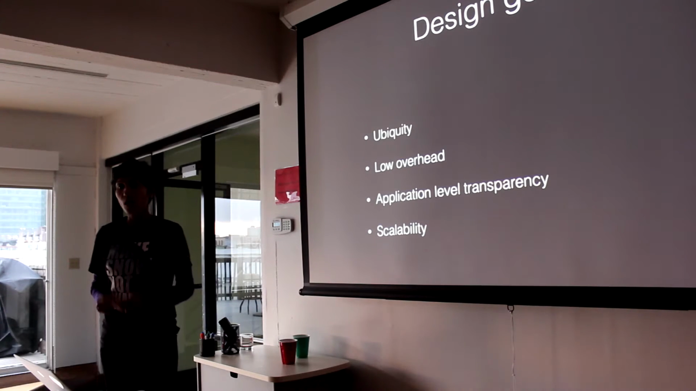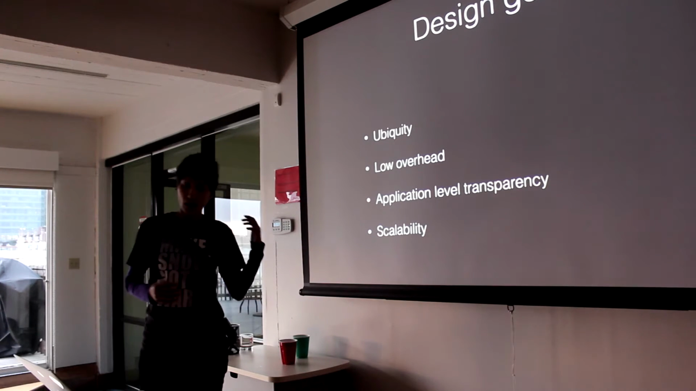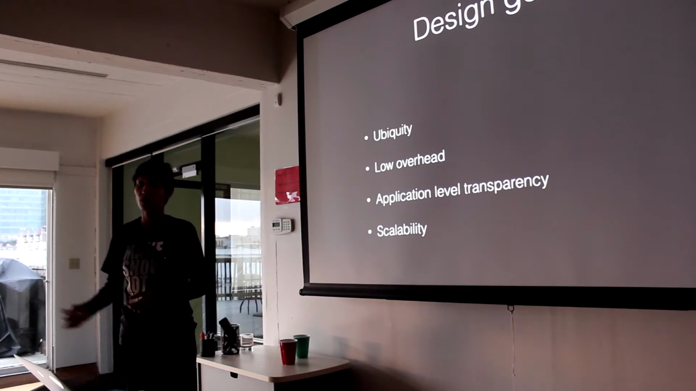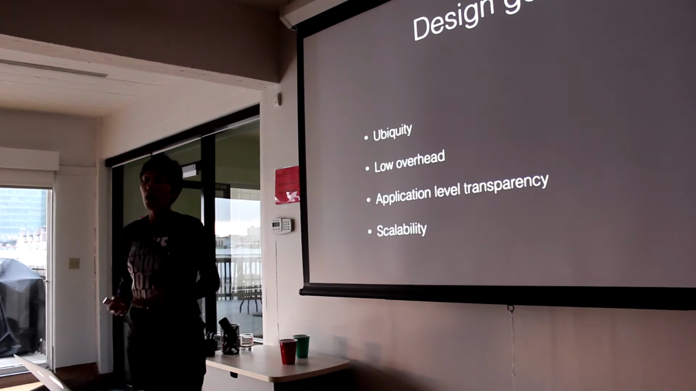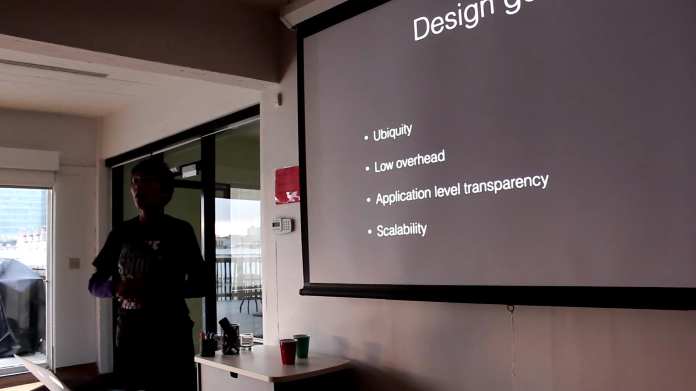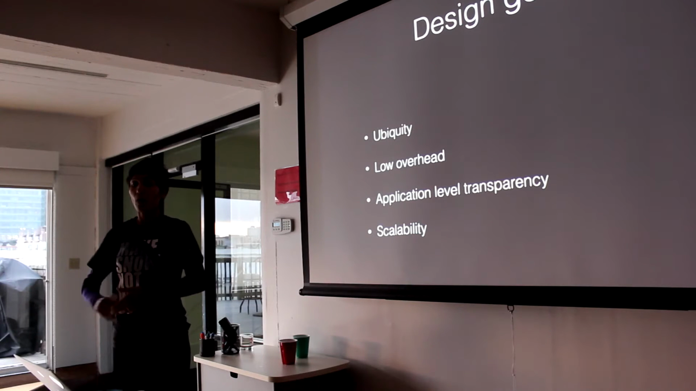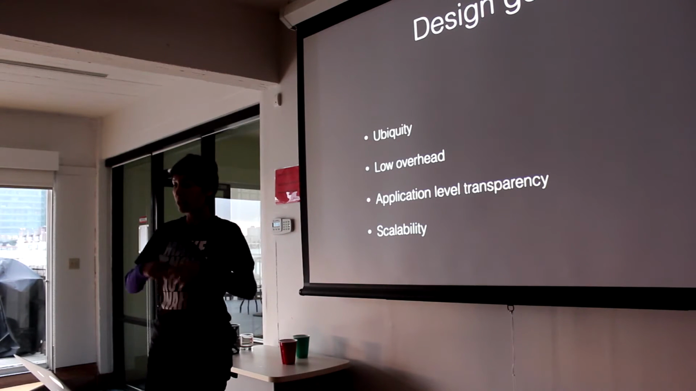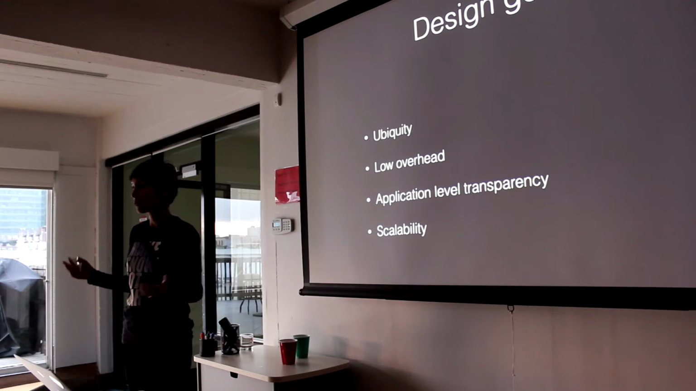What are the design goals given a problem statement like this? The most important thing that the authors found was ubiquity. Ubiquity means that it's pervasive. It's deployed everywhere. When you have an instrumenting agent, or your tracing agent, it should be deployed in all the services of your system.